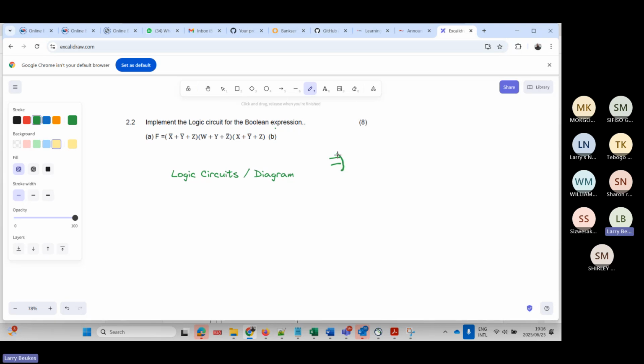These are the three important gates. This is the OR gate for addition. So the output will be A or B.